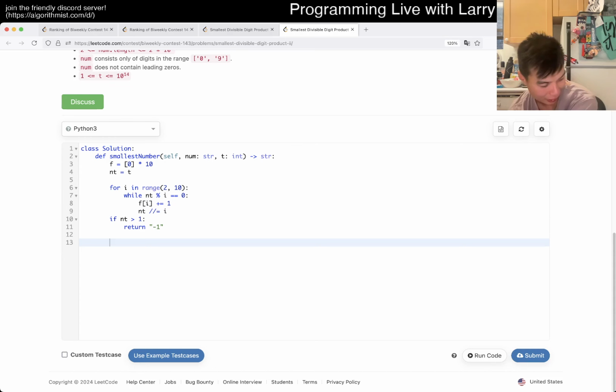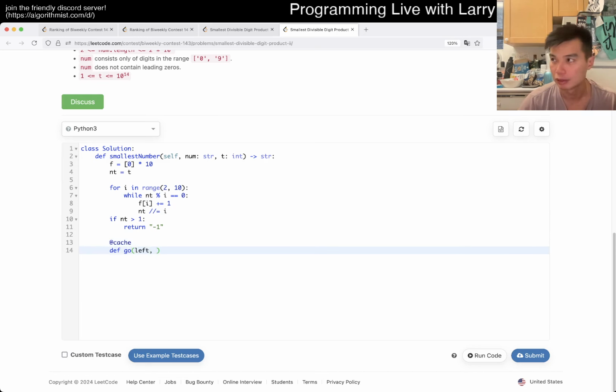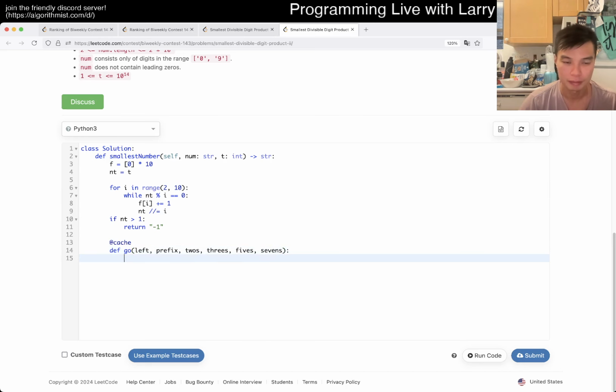I'm too tired to kind of start a new thing. But, okay, so yeah, I mean, we just have a digit DP. We have digits left. We have whether the prefix is matched. Number of twos, threes, fives, sevens, right? Okay, whatever.